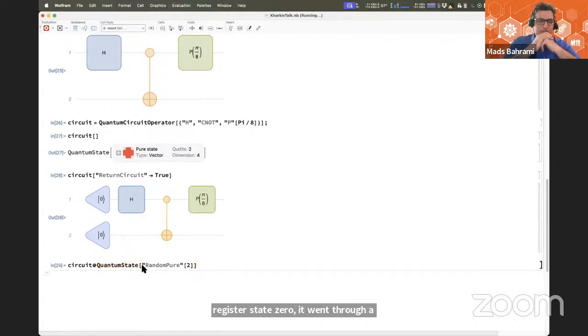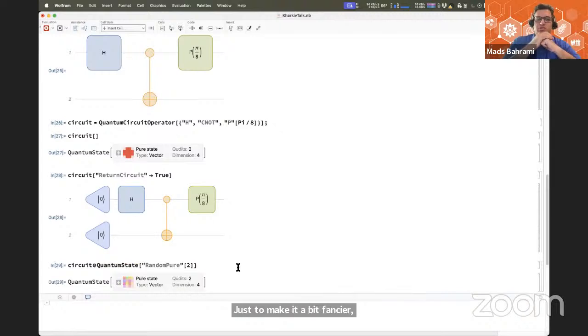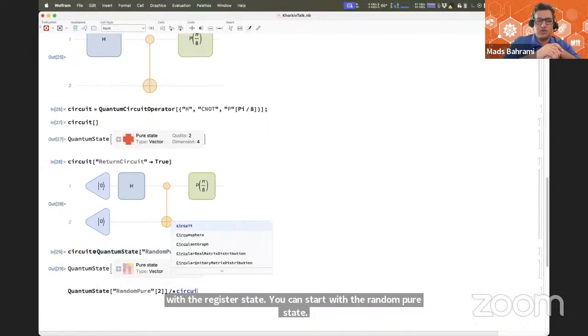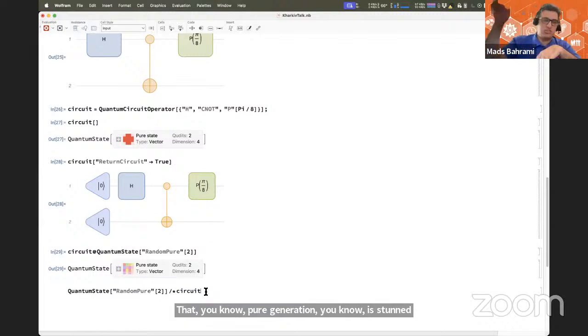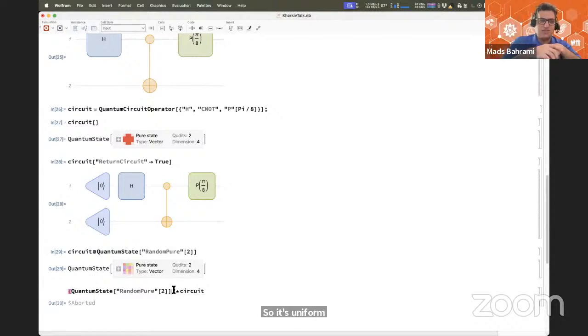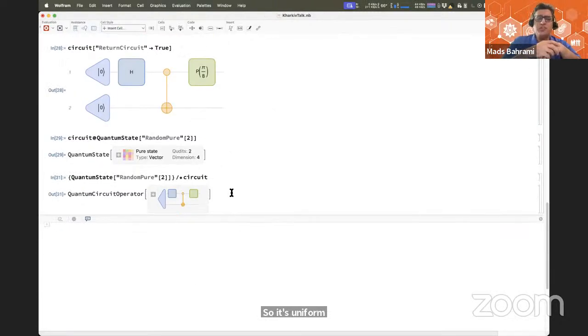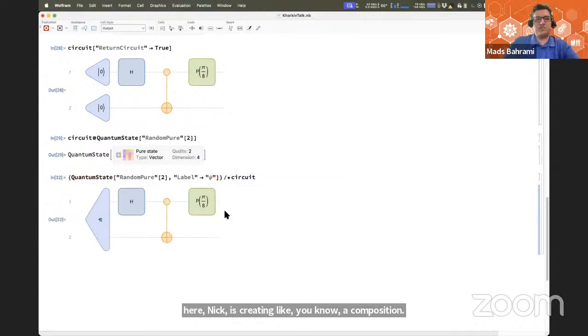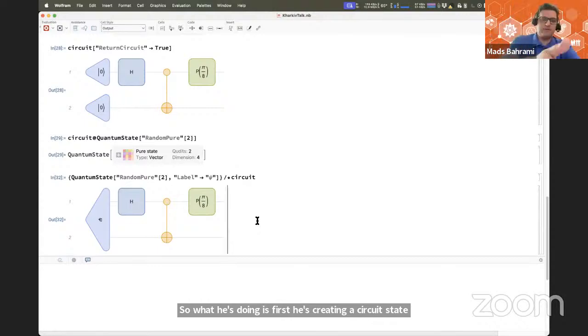Just to make it a bit fancier, let's start with a different initial state. You don't need to start with the register state; you can start with a random pure state. That pure state generation is done by a Haar measure, so it's uniform in the state space. And with any other operation that we have in Mathematica, here Nick is creating a composition. First he creates a circuit and a state, and then applies the circuit that I created before on that state. That's the result that you see here.